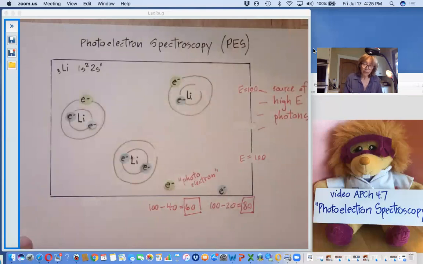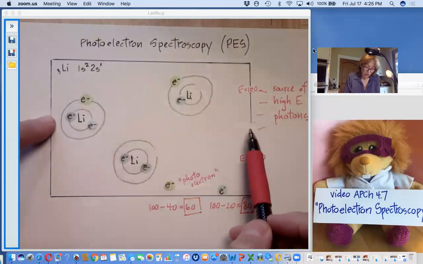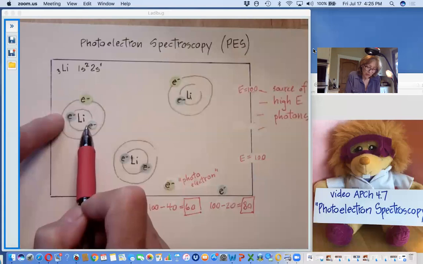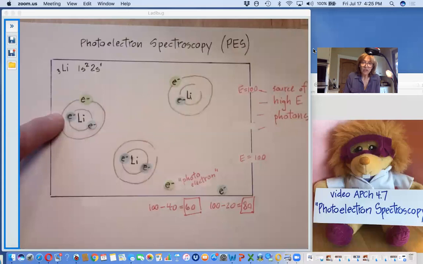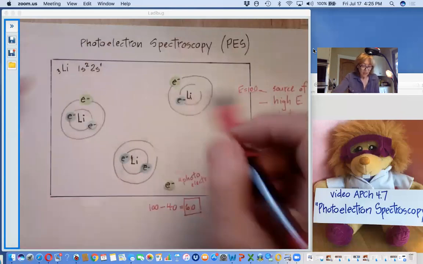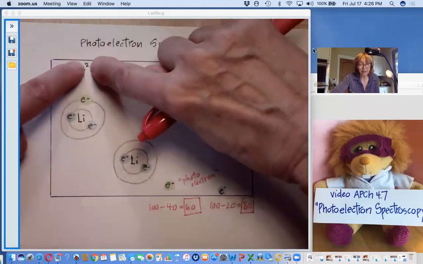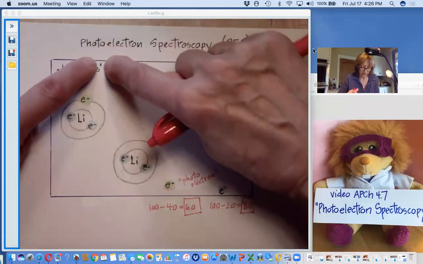Okay, I'm going to send one more photon through the machine. Can you see that the likelihood of that photon striking another inner electron is twice as much as the probability that it would hit a valence? And guys, that's just the randomness of these high-powered photons, and it's because in our collection of lithium, there are twice as many core electrons as there are valence electrons.